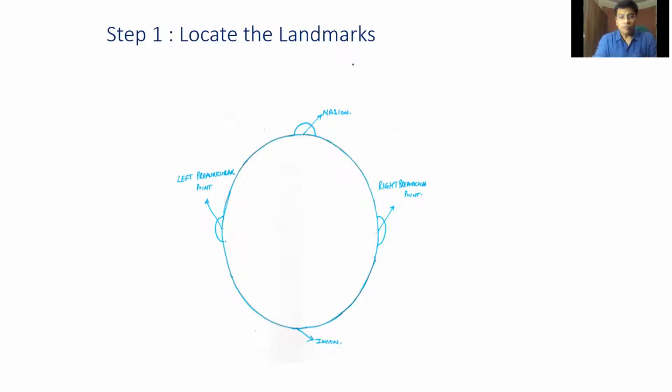What we need to do is locate the 4 landmarks which are really important: nasion, inion, right preauricular point, and left preauricular point. So where is the nasion? The nasion is the point where our nose meets the forehead. So the meeting point between nose and forehead is the nasion.